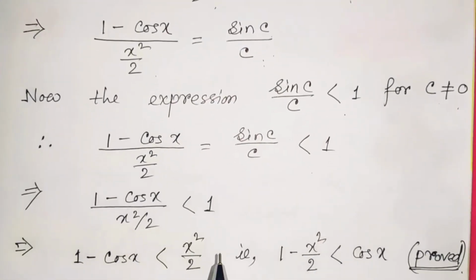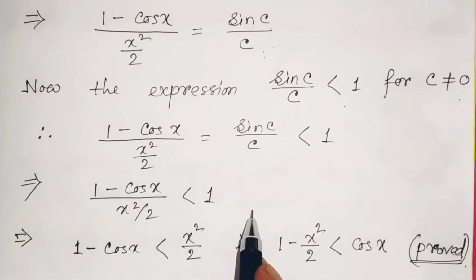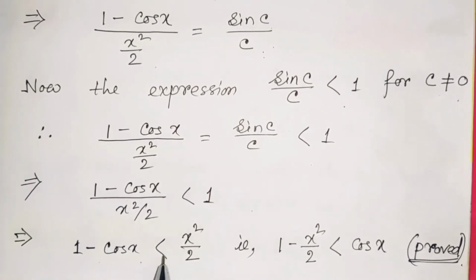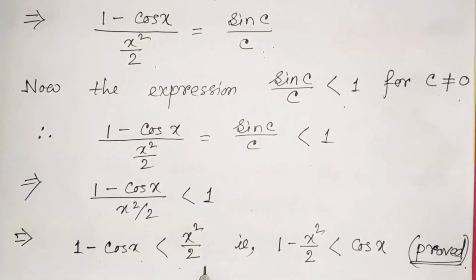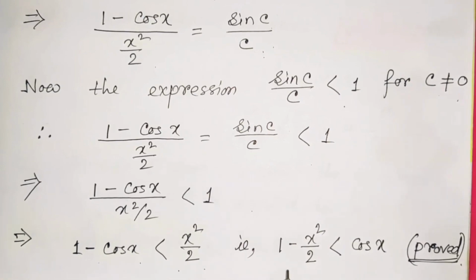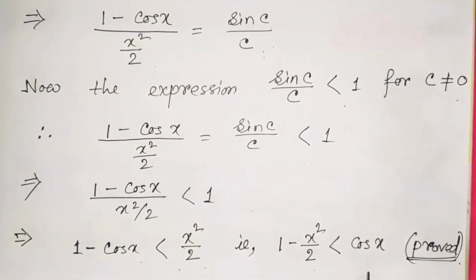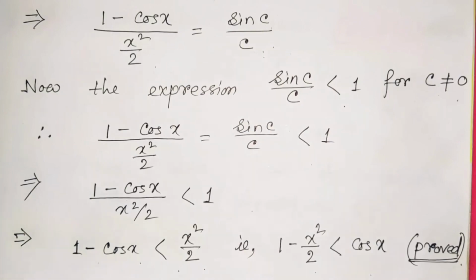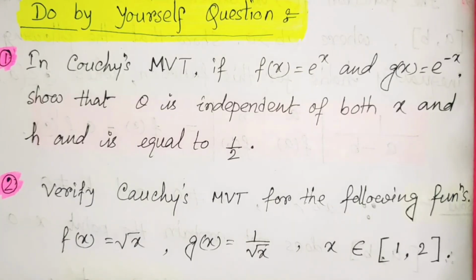So that means this portion is less than 1. So 1 minus cos x is less than x square by 2. That will imply 1 minus x square by 2 less than cos x. Hence the inequality holds. So now it is your time.